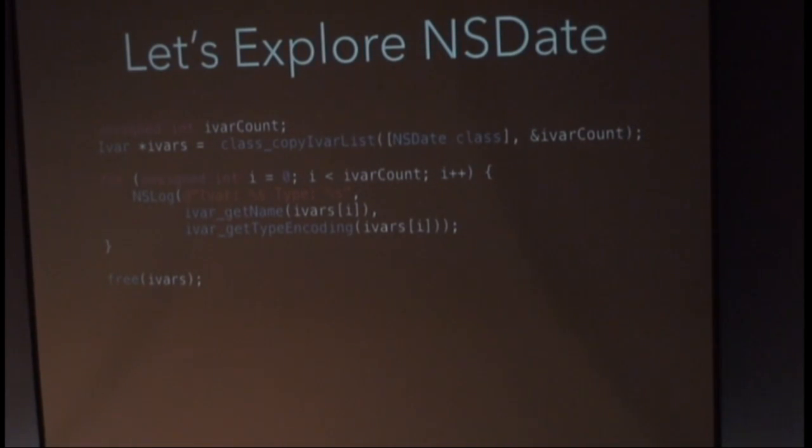So you go through with the Objective-C runtime, and you're like, all right, I'm going to get all of the instance variables of NSDate. I'm going to see how it's built. And so it's pretty trivial code. You just iterate through them. And you go to it, and you get nothing. Nothing comes out. And you're like, what the heck? How does all this stuff happen if NSDate doesn't have anything in it?